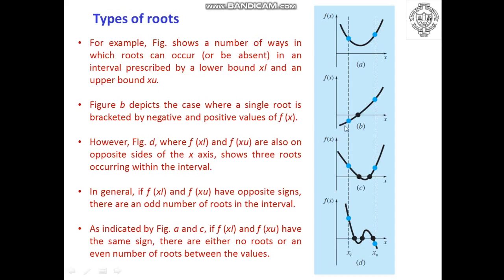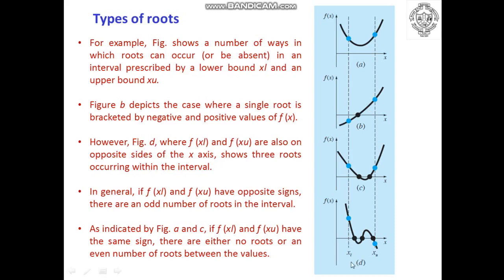Now if you consider the signs of this response and this response, you will find that the sign of this particular instance is positive and this particular instance is negative. So that means in between xl and xu there must be one point where your response is crossing the x-axis, because one function has a positive sign and another function has a negative sign. So that means your two initial guesses xl and xu are correct.